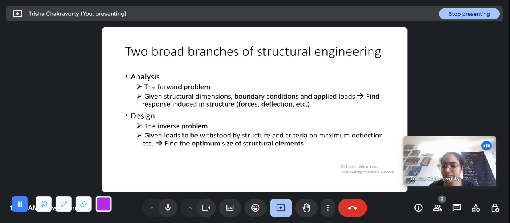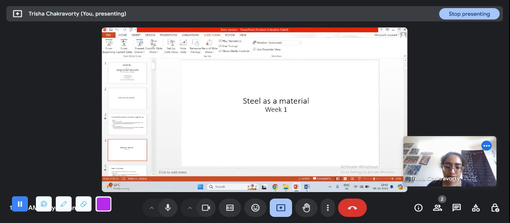And analysis has its basis in mechanics and physics basically.